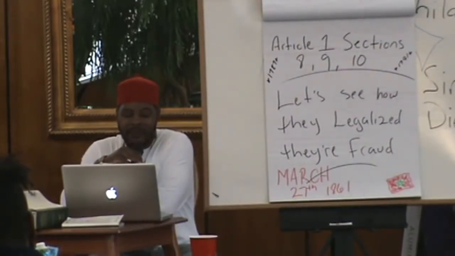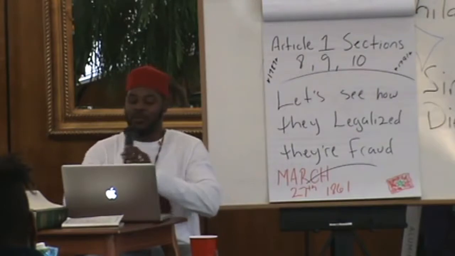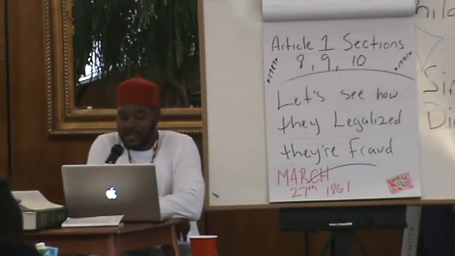Representatives and direct taxes shall be apportioned among the several states which may be included within this Union, according to their respective numbers, which shall be determined by adding the whole number of free persons, including those bound to service for a term of years, and excluding Indians not taxed, 3/5 of all other persons. The actual enumeration shall be made within 3 years after the first meeting of the Congress of the United States, and within every subsequent term of 10 years, in such manner as they shall by law direct. The number of representatives shall not exceed 1 for every 30,000, but each state shall have at least 1 representative until such enumeration shall be made.